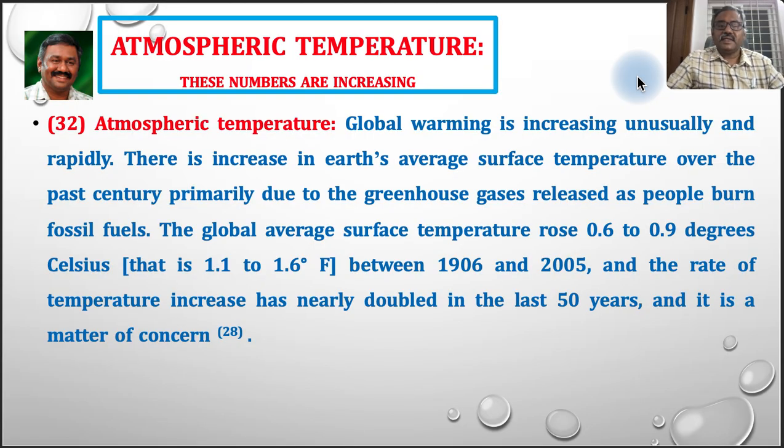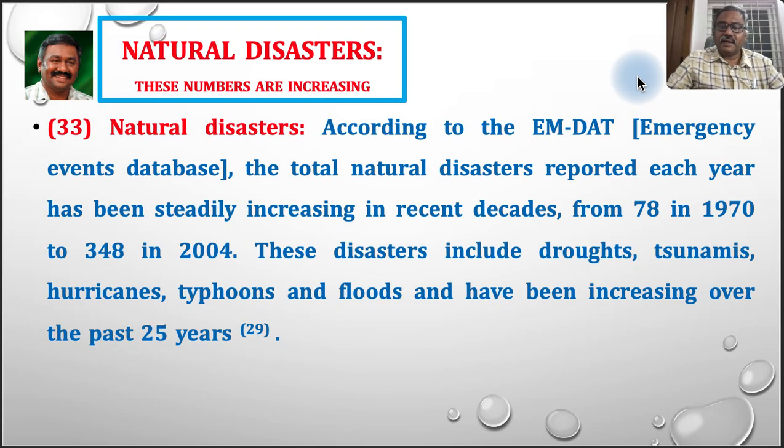Atmospheric temperature. These numbers are increasing. Atmospheric temperature, that is global warming, is increasing unusually and rapidly. There is an increase in Earth's average surface temperature over the past century, primarily due to greenhouse gases released as people burn fossil fuels. The global average surface temperature rose 0.6 to 0.9 degrees Celsius, that is 1.1 to 1.6 degrees Fahrenheit, between 1906 and 2005, and the rate of temperature increase has nearly doubled.